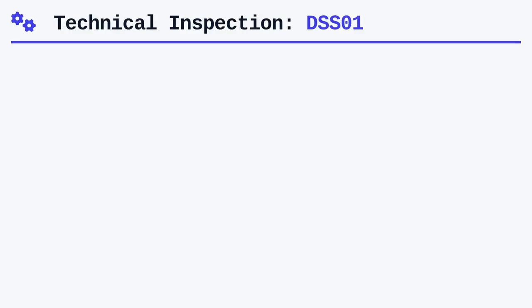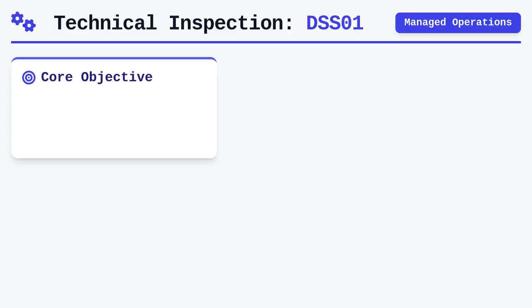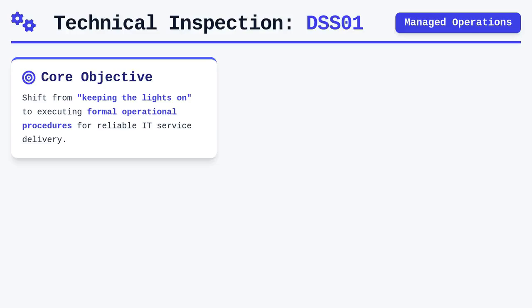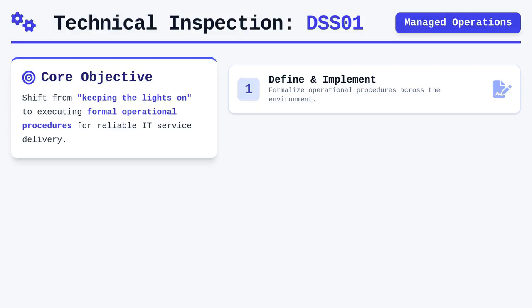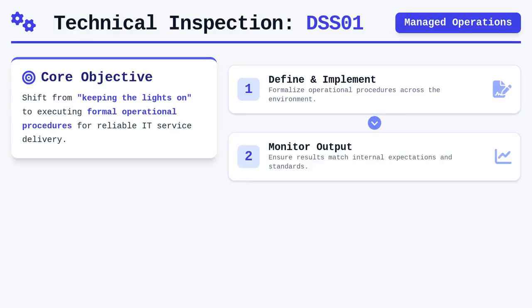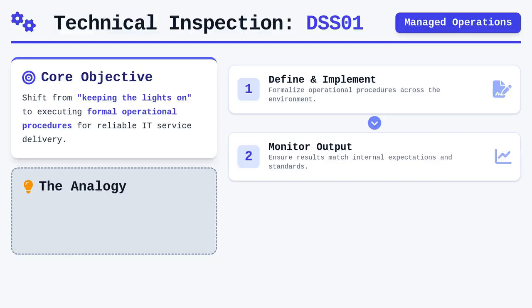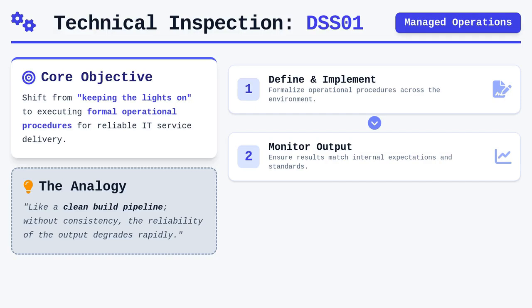We begin our technical inspection with DSS-01, which is Managed Operations. This objective is not simply about keeping the lights on, but about executing the operational procedures required for delivering IT services. It demands that we define and implement formal operational procedures while monitoring output to ensure they match internal expectations. Think of this as the equivalent of maintaining a clean build pipeline in software development. Without consistent operational practices, the reliability of our output degrades rapidly.